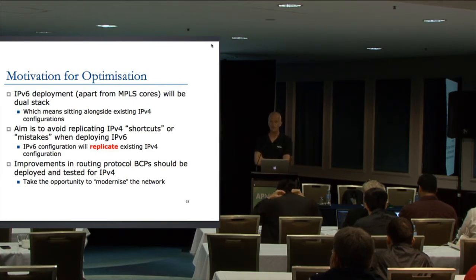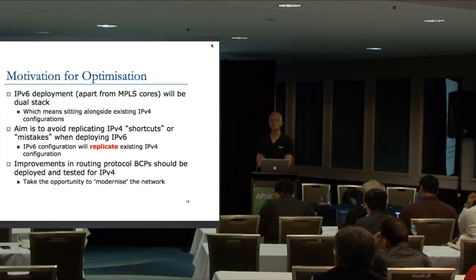So we want to avoid replicating V4 shortcuts or mistakes when we deploy IPv6. And introduce the improvements in the routing protocol best practices. These best practices change over the years. I was looking back at early slides from 2009 a few days ago, and what I was recommending there, because it was industry best practice, I would laugh at it now. That's why, quite often in the internet operations industry, you don't find many books about how this is all working. As soon as you write it, it gets out of date, because the best practice is a moving target all the time.